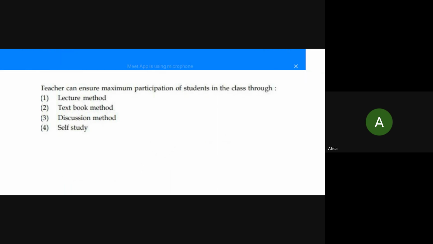Okay. This is also related to teaching aptitude. How can a teacher ensure maximum participation of students in the classroom? Some teaching methods are given, and through which method can a teacher ensure maximum participation? First one is lecture method, then textbook method, discussion method, self-study method.